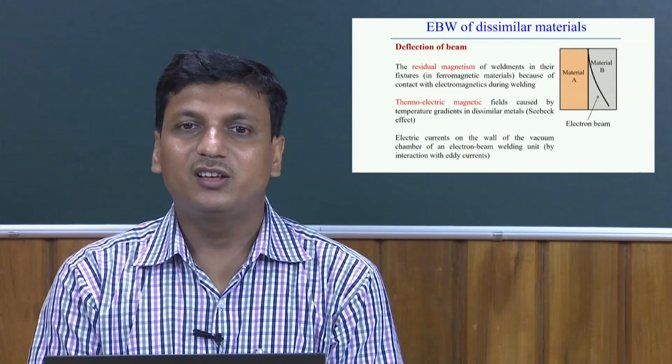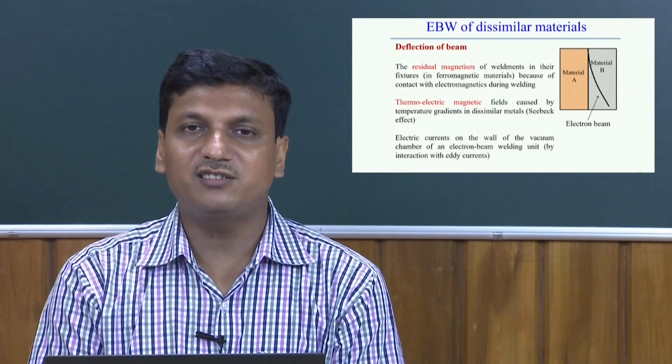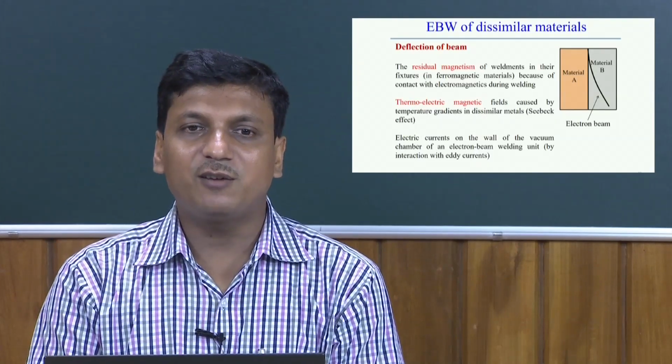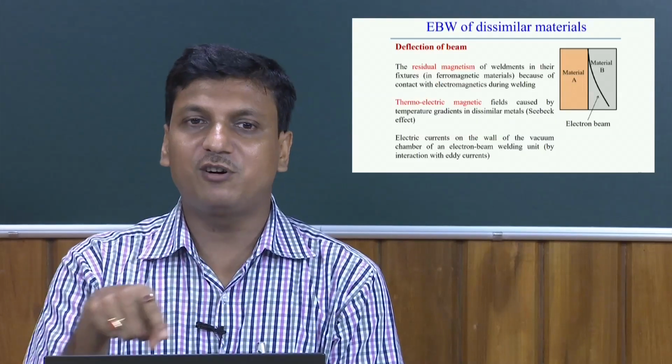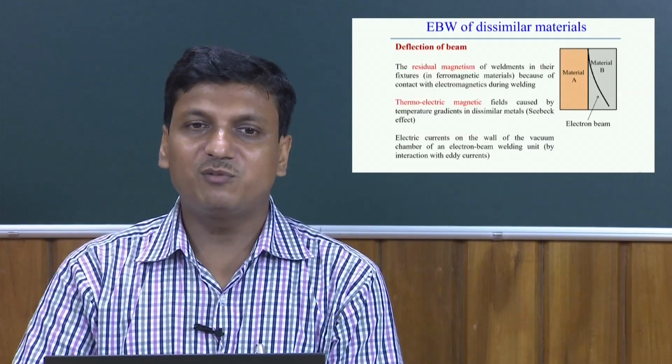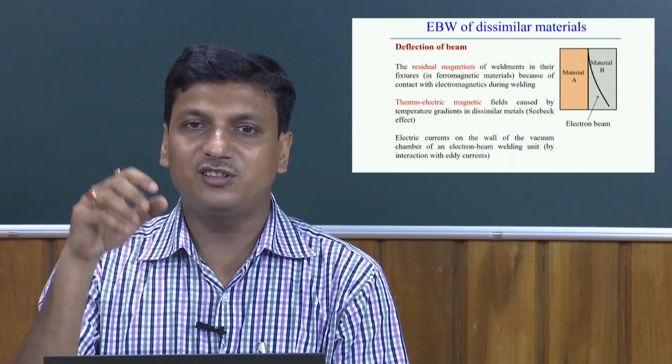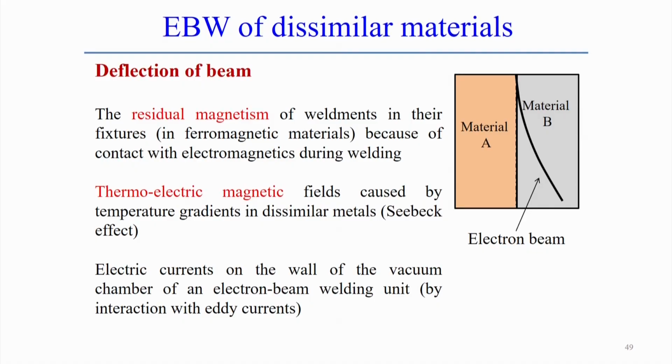Another point is that sometimes there are electric currents on the wall of the vacuum chamber of an electron beam welding process, and when the electric current interacts with the electron beam, that is also responsible for the deflection of the beam. So, these are the three basic reasons for the deflection of the beam that we observe in the electron beam welding process for dissimilar combinations of materials.